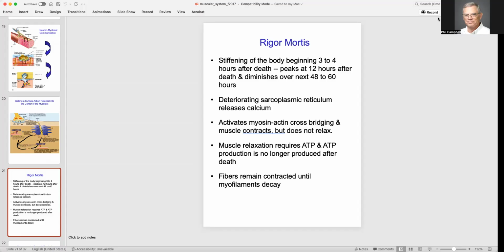All right. So what is rigor mortis? This is based on what I told you: once you initiate contraction, in order to reverse that to relaxation, we have to get rid of the calcium. As long as the calcium is there, you will have contraction. So how does that relate to rigor mortis?